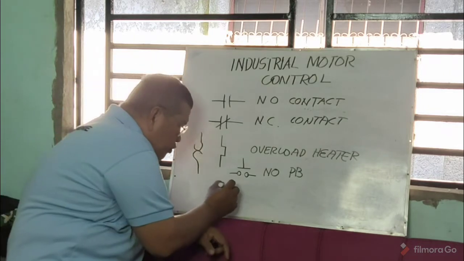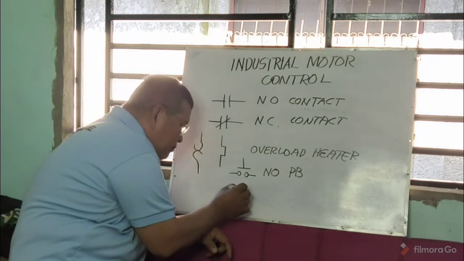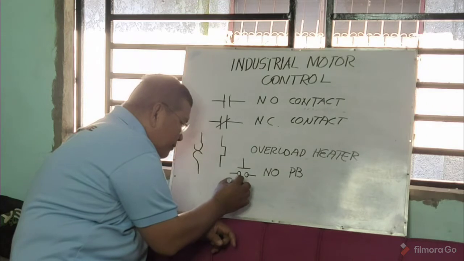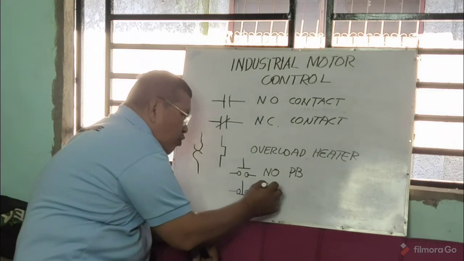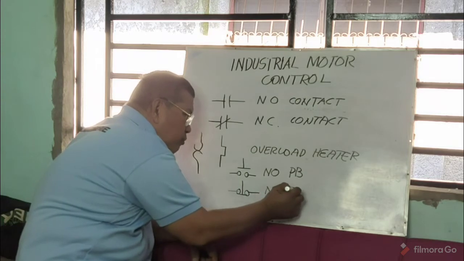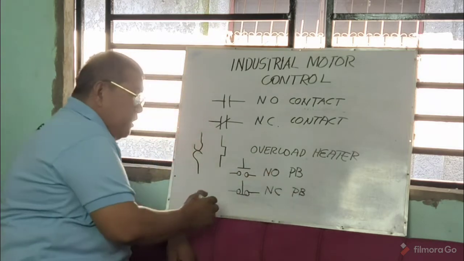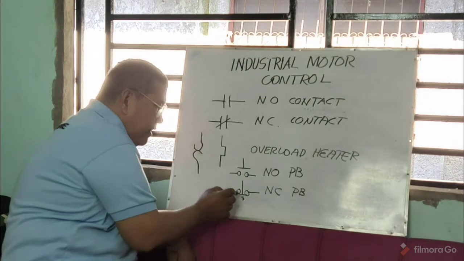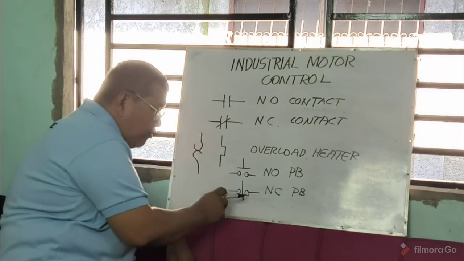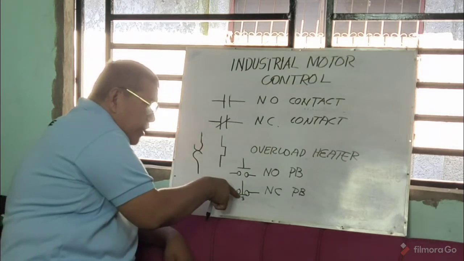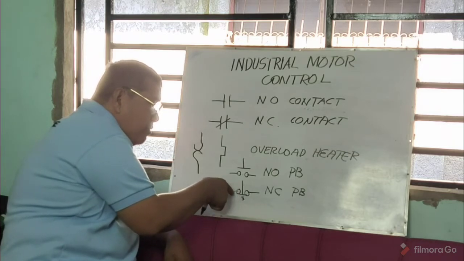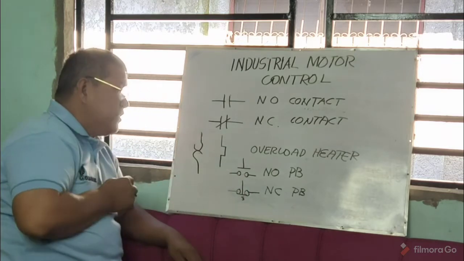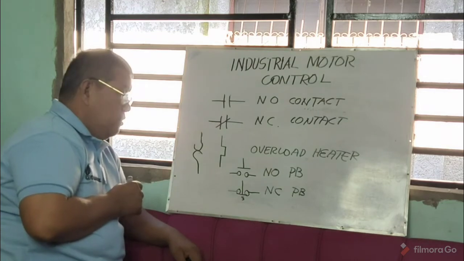Then we have also another push button here. That one. That is a normally closed push button. The same, there is a spring tension here, like that. So when you press the button, the contact here will move down, then there is no complete path of current. So that is the normally closed button.